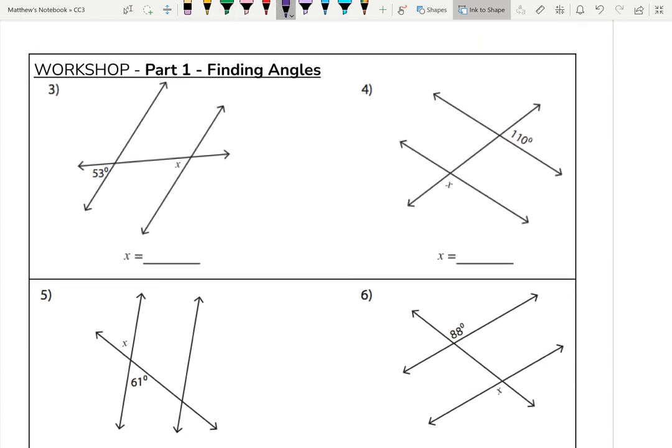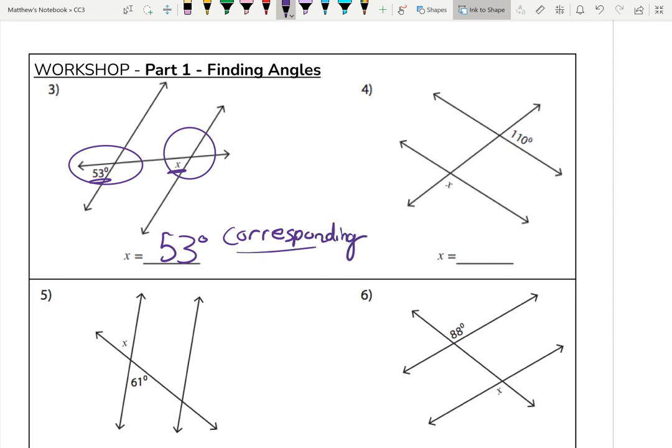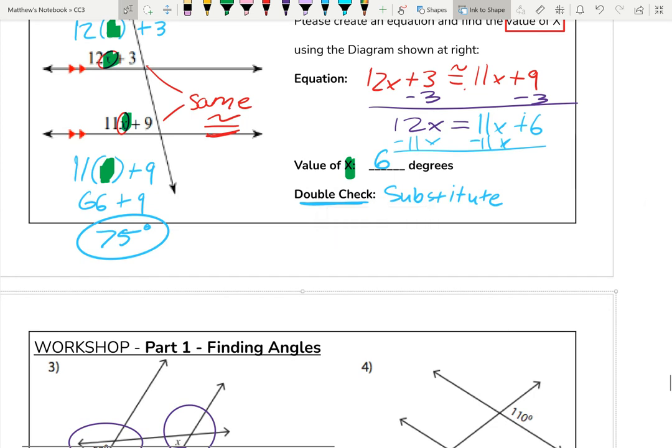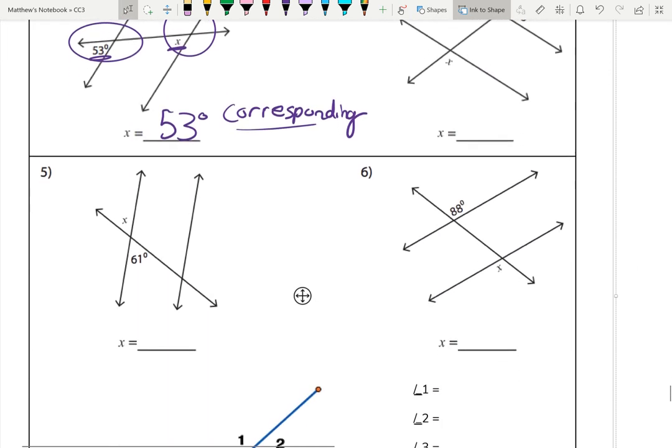All right, so now you're going to use what you know about these angles here and these angles here to figure out what x is in each of these problems. And so this first one, it would just be 53 degrees because they are corresponding angles. And so you can use some of the terminology. You can use some of our recent examples to help you figure these out.